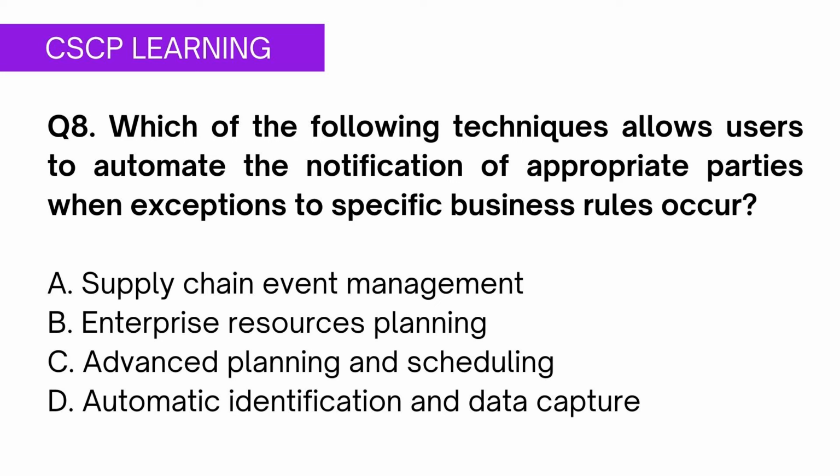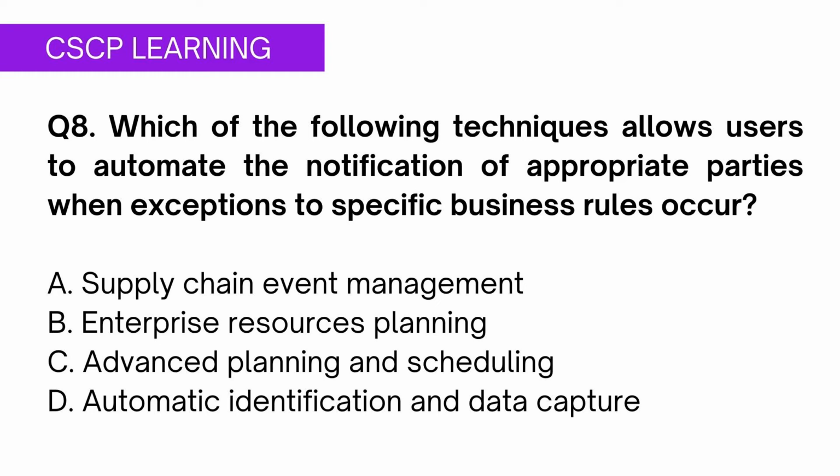Option B, enterprise resource planning. Option C, advanced planning and scheduling. Option D, automatic identification and data capture. Now, if you have watched my previous videos, you can instantly figure out the answer of this question. Nevertheless, let me repeat the tip that I shared in that video again.